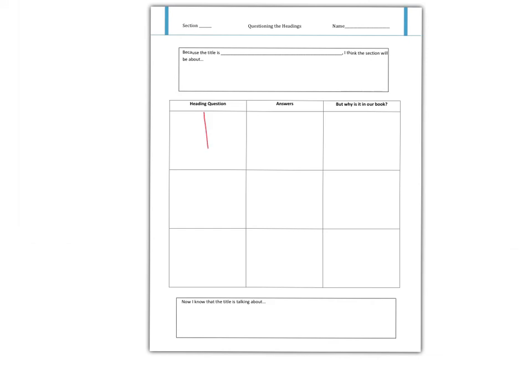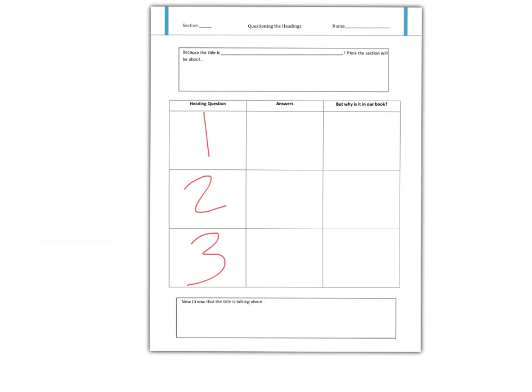Now you'll notice on this form that there are 1, 2, 3 rows to do heading questions. And each of our sections have a different amount of headings. If you look through the section and see that there's 5 or 6 headings, that's no problem. All you need to do in Notability is put this PDF in there and then duplicate the page so that you have 2 of them. Okay, so just make as many pages as you need to cover all of your headings.